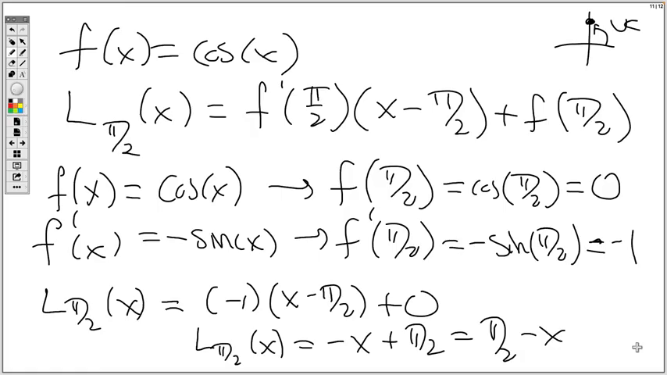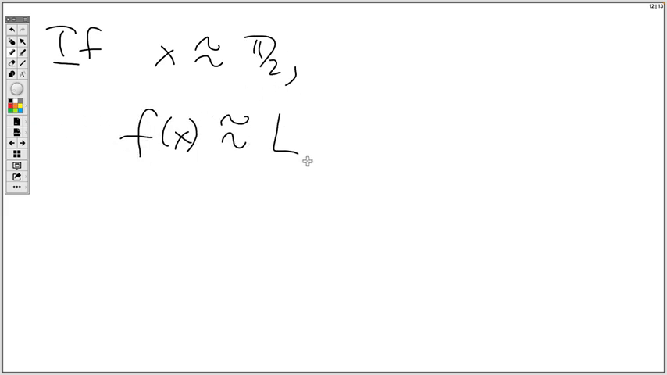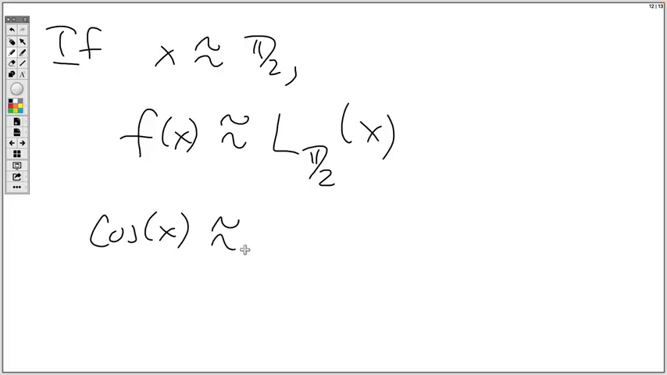So basically what that says is that if your x is near pi over 2, you get the cosine of x by just taking pi over 2 minus x. So this says if x is approximately pi over 2, f of x is approximately the linearization at pi over 2. In other words, the cosine of x is approximately pi over 2 minus x.